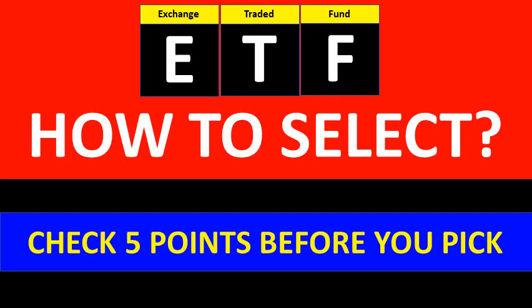Hello everyone. Exchange Traded Fund, shortly called ETF, has become more familiar with investors for three main reasons. One is the simplicity, the second is that it is an index fund, and the third is that everyone can invest with a low price. But many people don't know how to select those ETFs. So today we are going to check the 5 main points before you choose any ETF.